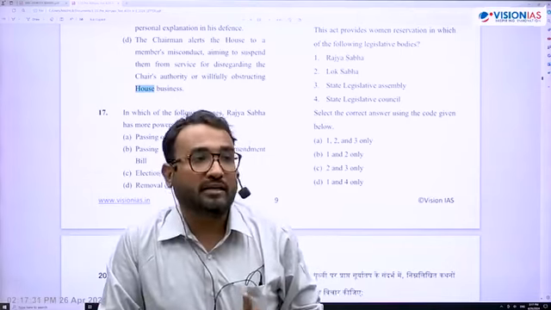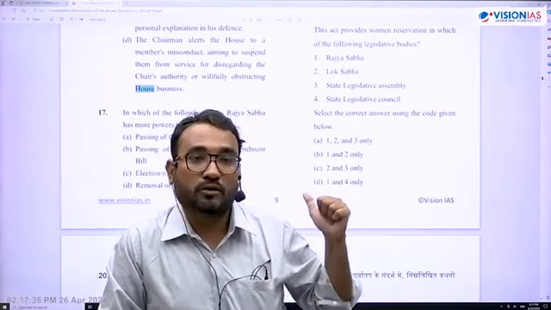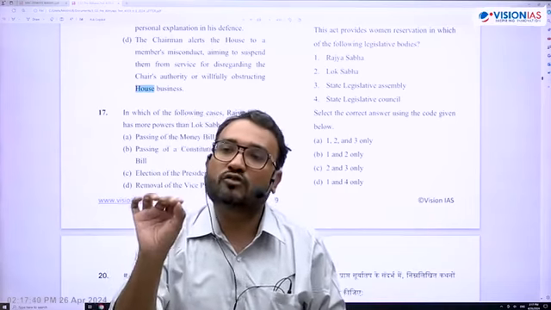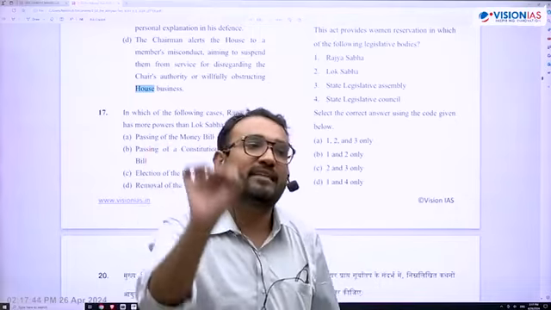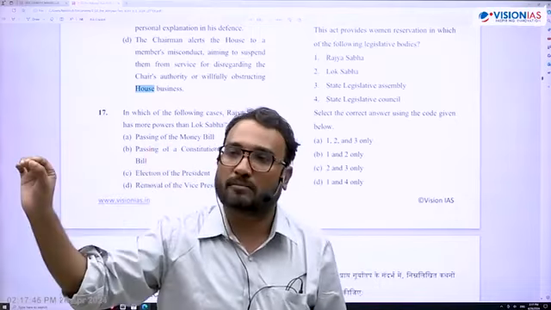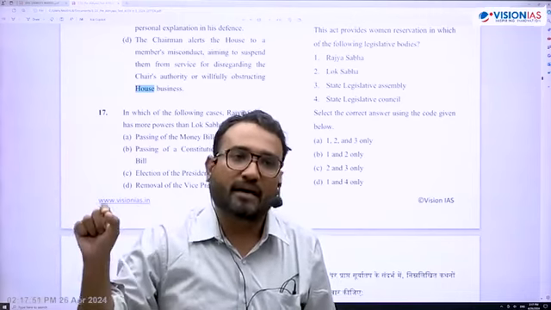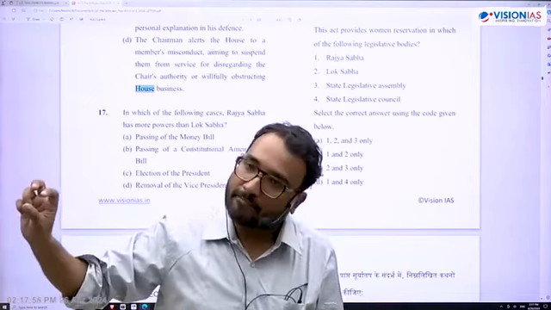But what is important is how the Vice President is removed. This is a pure prelims question to trap you. How is the Vice President removed? The Constitution says the Vice President is removed by a majority of the then members of the House and agreed to by the Lok Sabha. That is all that is written in the Constitution. So, the then members of the House means an effective majority in Rajya Sabha, and agreed to by Lok Sabha means a simple majority.